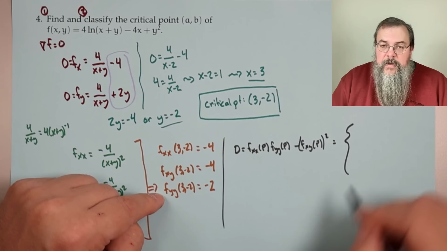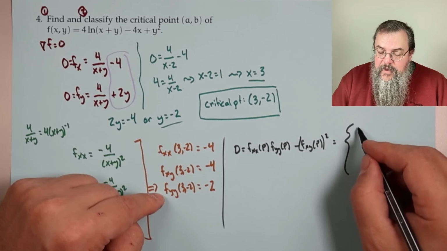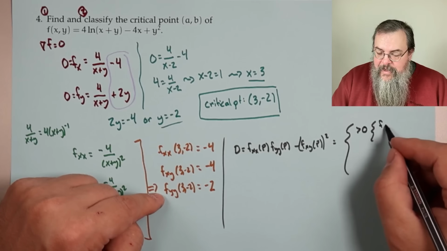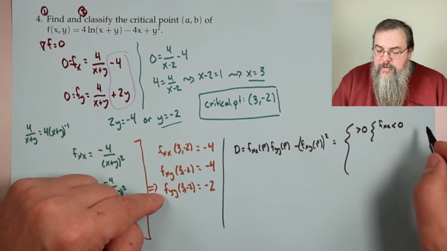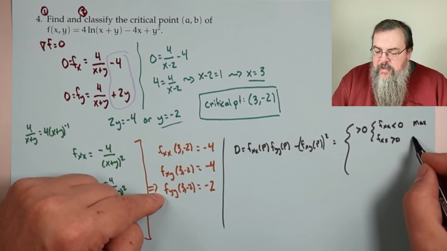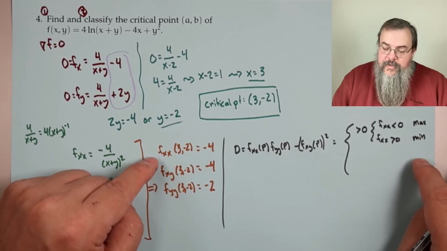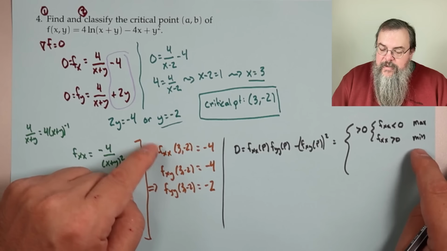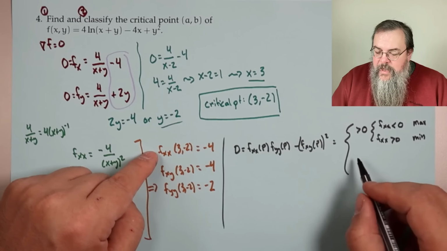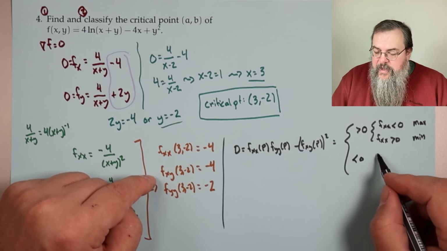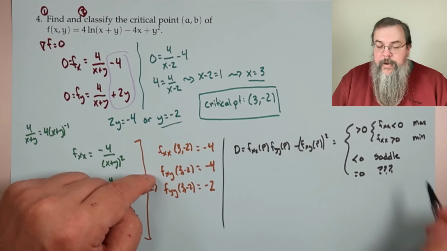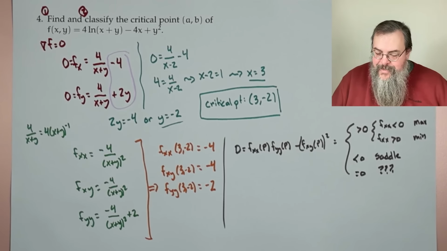Now, a couple possibilities. If this is positive, then you further break and say if f_xx is negative, then this is a max. If f_xx is positive, this is a min. Now, the reason I said we already know it can't be a min is I saw that f_xx was negative. So that ruled out min. If this is less than 0, then you get a saddle. And if this is equal to 0, we have no idea. Okay, so that's the test.